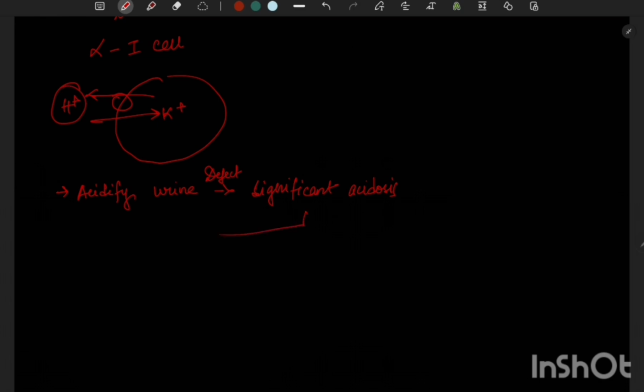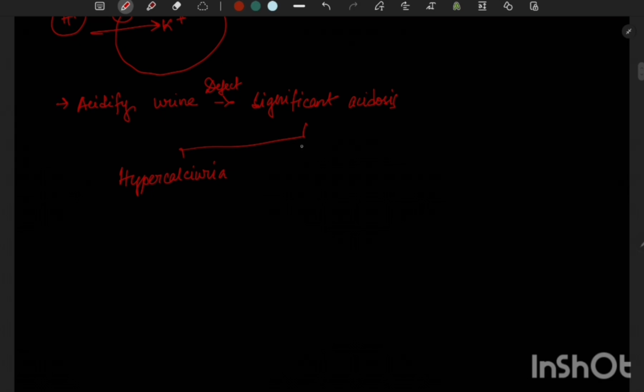So this significant acidosis will cause hypercalciuria and salt and water wasting. Along with that, hypocitraturia, which predisposes to stone formation.